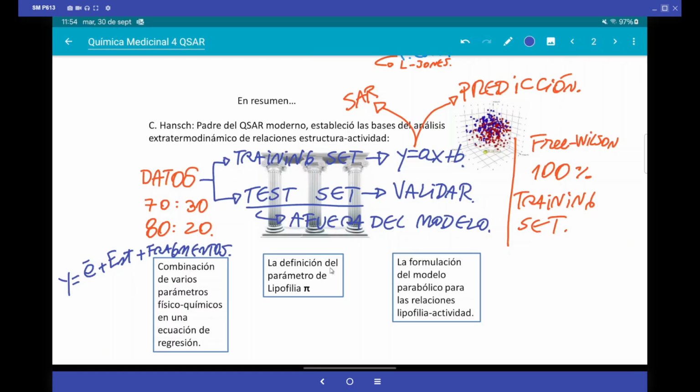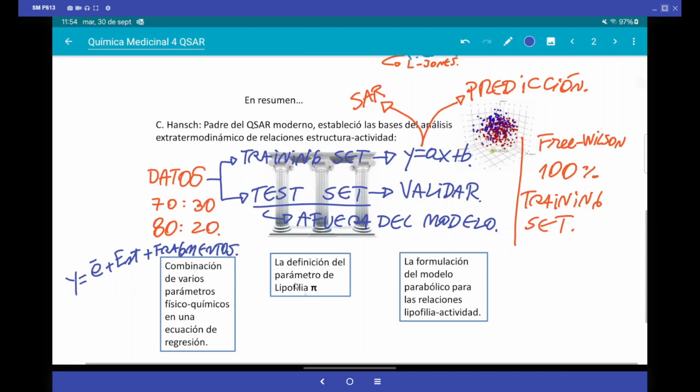Second great contribution of Hansch: he defined the parameter pi of lipophilicity. What was pi? The lipophilicity of a fragment. I will explain it. And third, the formulation of the parabolic model for lipophilicity-activity relationships.